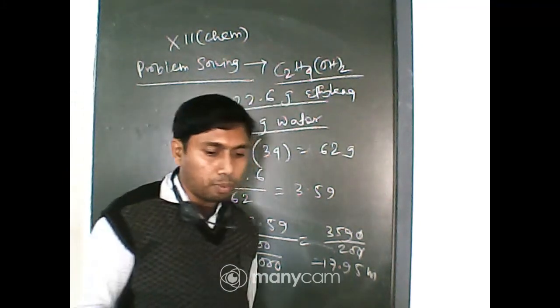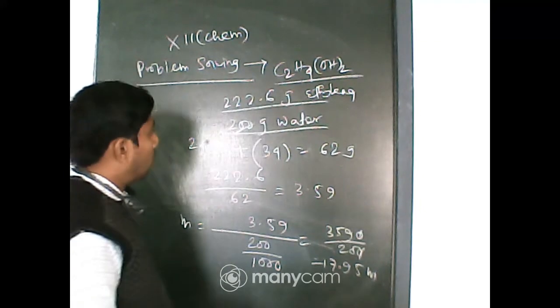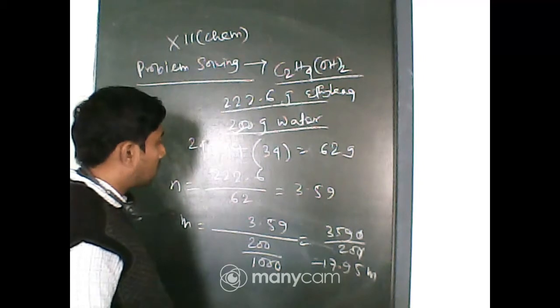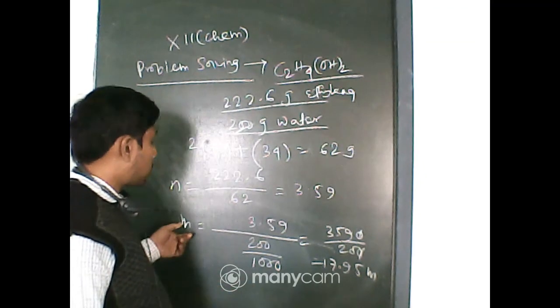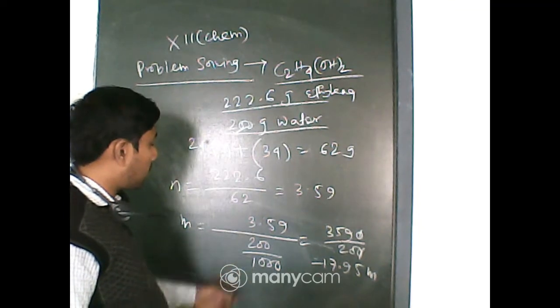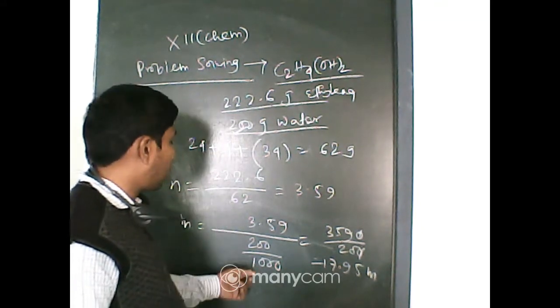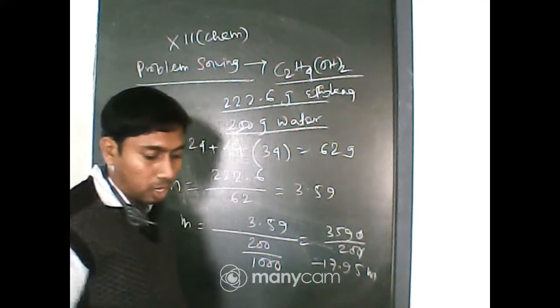Okay, 17.95 molal solution. So first calculate the molecular mass of ethylene glycol, then calculate the number of moles of the solute. This is 3.59. Then small m equals 3.59 divided by weight of the solvent in kg. For this, 200 gram divided by 1000 to convert it to kilogram. Next, this is the molality. Now next part.